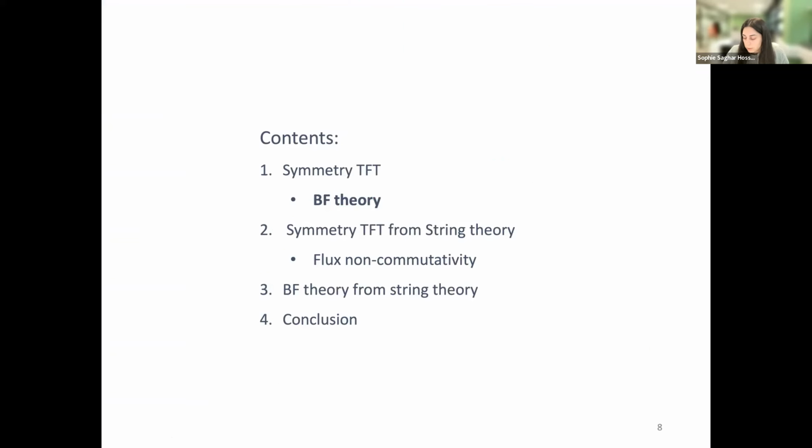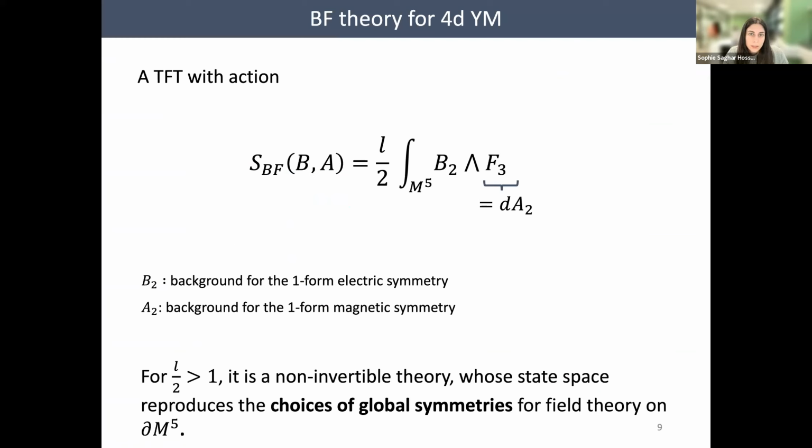Okay, and so what is this BF theory? For example, in the 4D Yang-Mills theory, where we had these different Wilson lines and 't Hooft lines, there we had the electric symmetry or magnetic and so on. We can write the BF action, which is defined in one dimension higher, as B wedge F, where B2 is a background field for the electric one-form symmetry, and A2 would be the background for the magnetic one-form symmetry.